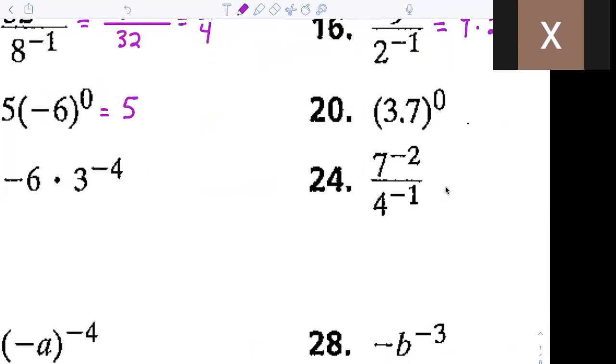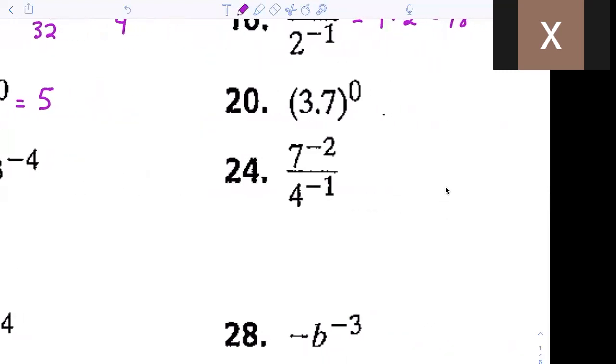All right, here we go. Let's find 20. Let's see who missed this one. Number 8, 20, 3.7. Anything to the 0 power is what? 1. Sorry, I got it confused. I know you got it confused. It's all right. It's not the end of the world. It's just 20 problems in, and you're still telling me that something to the 0 is itself.